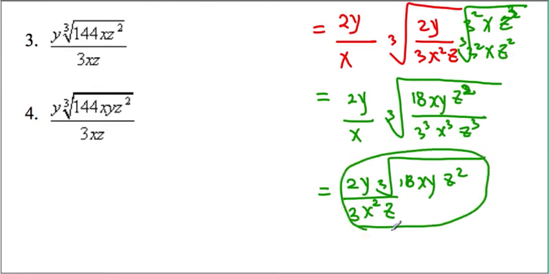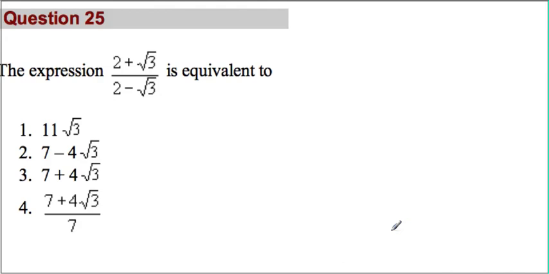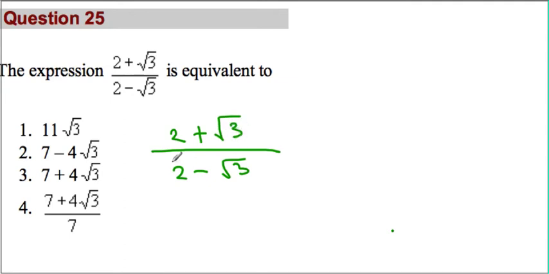All right, let's look into the next question. Number 25. To rationalize the denominator, we don't have to look at anything else but the denominator. So here we have 2 minus radical 3. Then we just have to multiply by its conjugate, which is 2 plus radical 3.